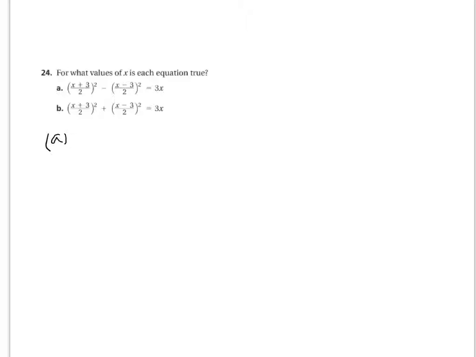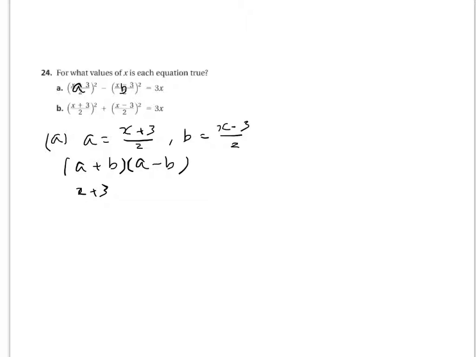Or we can let a be x plus 3 over 2 and let b be x minus 3 over 2. Then we can call this a and this b. So we have a squared minus b squared. That's the same as a plus b times a minus b. Then plug the numbers in, so we have x plus 3 over 2 for a plus x minus 3 over 2 for b, and x plus 3 over 2 for a minus x minus 3 over 2 for b.